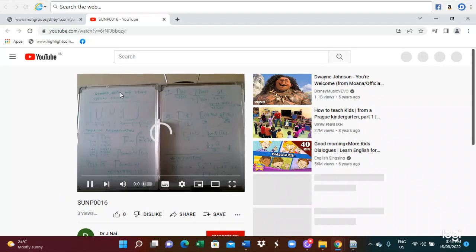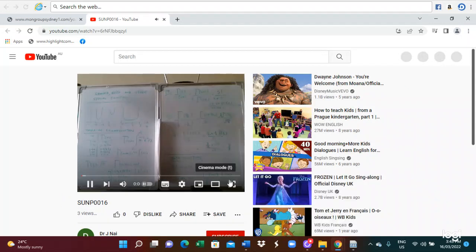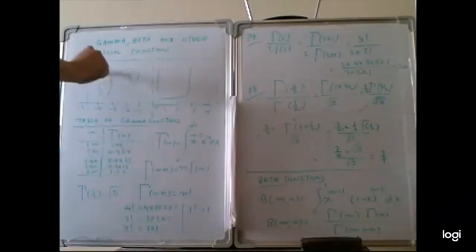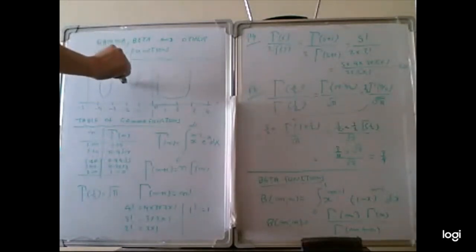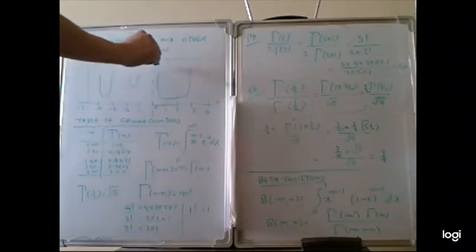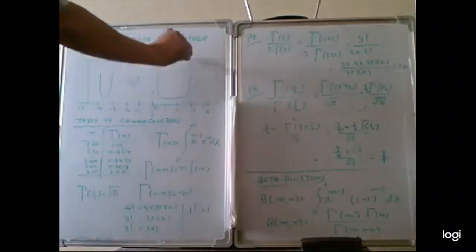So now we're talking about the beta and gamma functions. We continue. So today's topic is the gamma, beta, and other special functions. Between the two limits, minus 4 and minus 3, the function goes down to a minimum and rises back to the maximum. Go down and rise back to the maximum. So that kind of function is a gamma function.